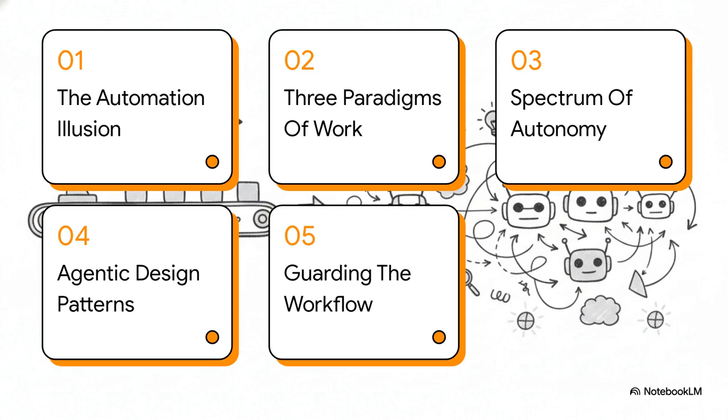Okay, here's our roadmap. We're going to cover the automation illusion, the three paradigms of work, the spectrum of autonomy, agentic design patterns, and finally, guarding the workflow. Let's get right into it.